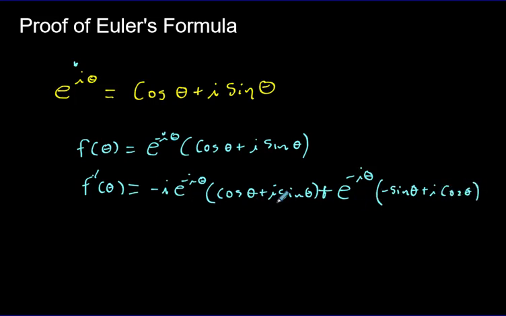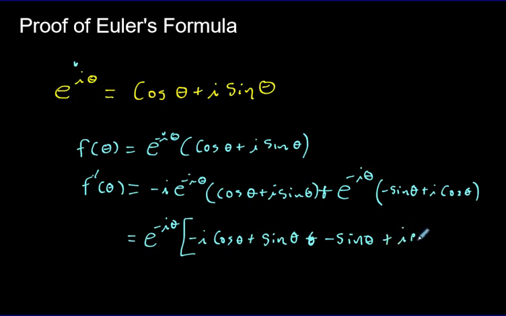And now I can factor out, you can see in both these expressions, e^(-iθ). And then what am I going to have? Here I have this -i times cosine θ, and -i times i sine θ. Now i times i is i squared, which is negative 1, so that's going to be plus sine θ, right? Now on this side, it just stays the same. It's going to be negative sine θ, I can just make this minus sine θ, and plus i cosine θ.